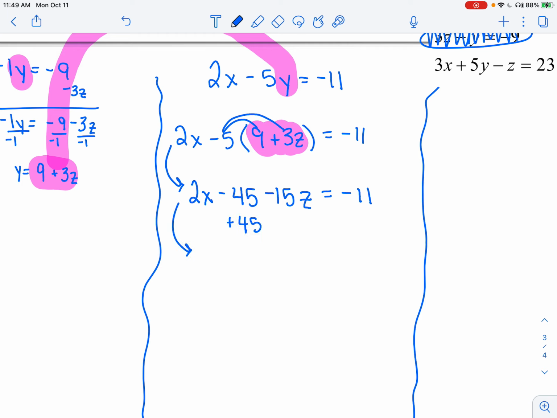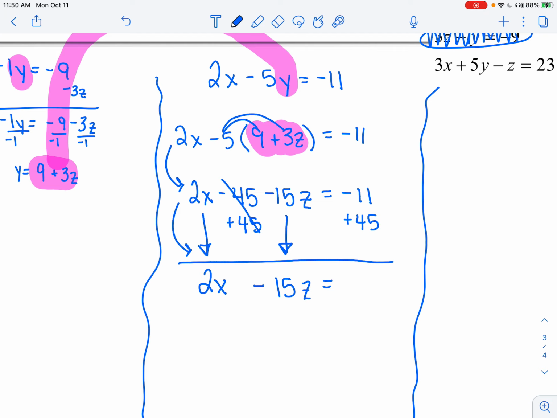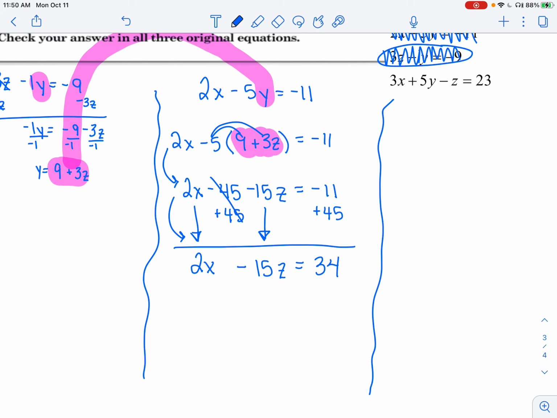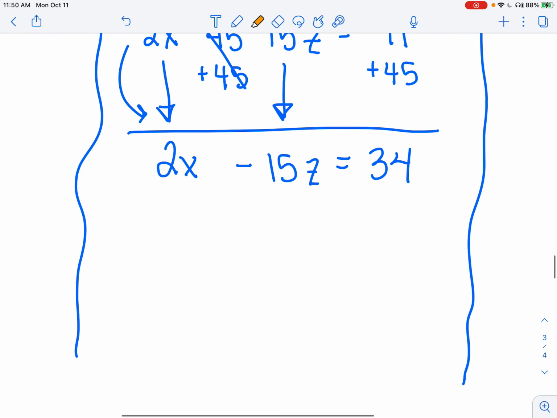Now I'm going to get the 45 to the other side. I don't like the 45 on this side. I want to put it in standard form. So I will drop down the 2x, the 45's cancel, drop down the minus 15z, and -11 and 45 make 34. Now that this middle column is in standard form, there's nothing further we can do with it. I can't solve for x and I can't solve for z.